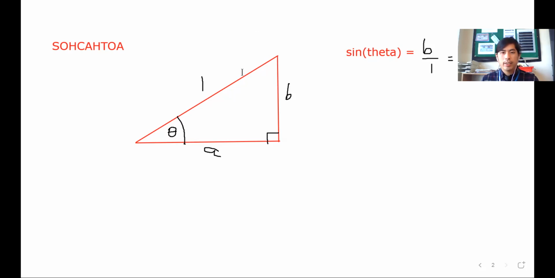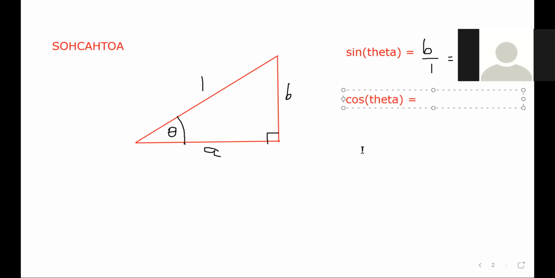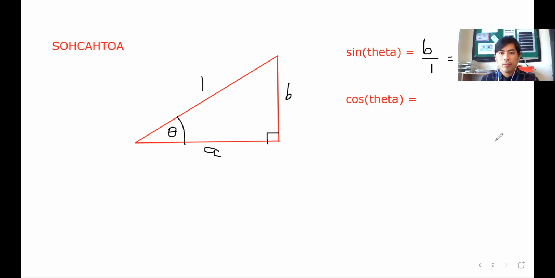Okay? Now let's do cos theta. What would cos theta be? It would be A divided by 1. Oh, sorry, yeah. CAH, right? So cos is adjacent divided by hypotenuse. So A divided by 1, which simplifies to just A. All right? So A is cos theta and B is sine theta.